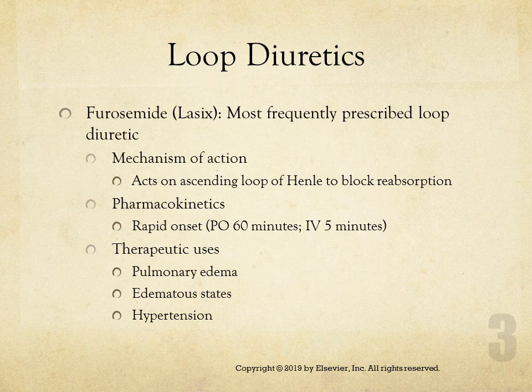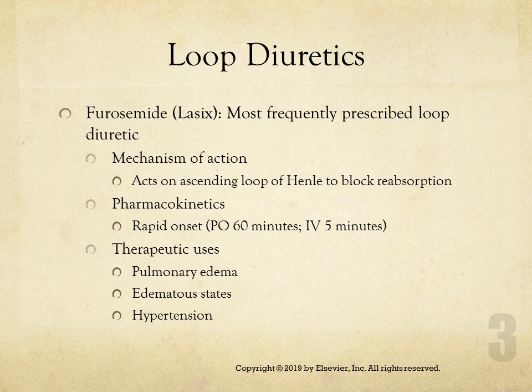So first, the loop diuretics. The major one here is furosemide or Lasix, the trade name. It is the most frequently prescribed diuretic. What's the mechanism of action? It acts on the ascending loop of Henle to block reabsorption of sodium and chloride. What are the pharmacokinetics? There's a rapid onset. If they take a pill, it takes 60 minutes. With IV, it takes 5 minutes.